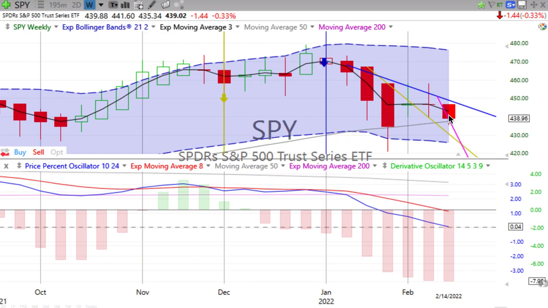Let's jump first into the S&P 500 down 0.33%. We have a red down candle drawing for the week after 2 weeks of dojis pretty much, which means lots of indecision. However, that price percent oscillator told us what? That the market still had a lot of downward pressure. Derivative oscillator gaining a little bit of downward momentum. Price percent oscillator heading down.